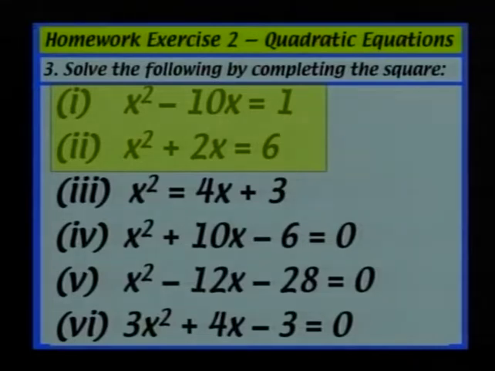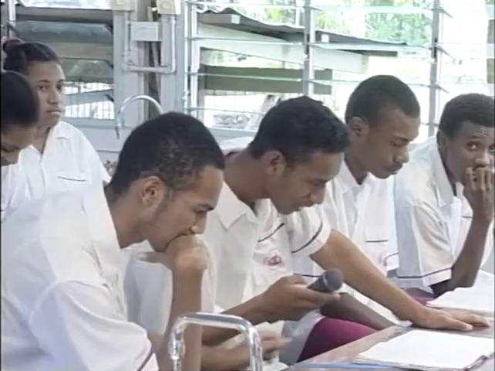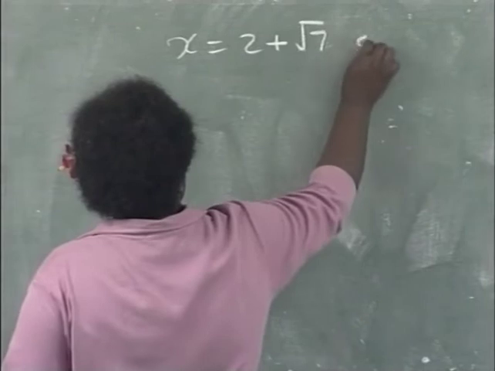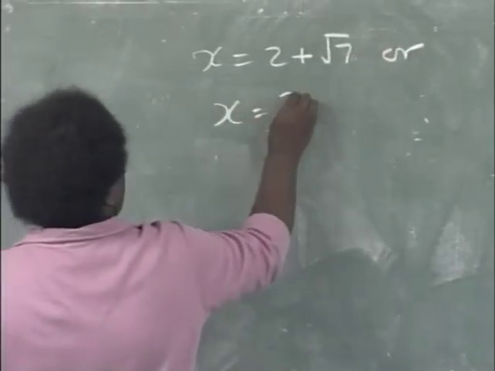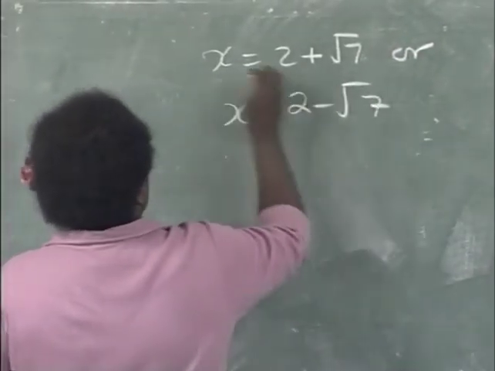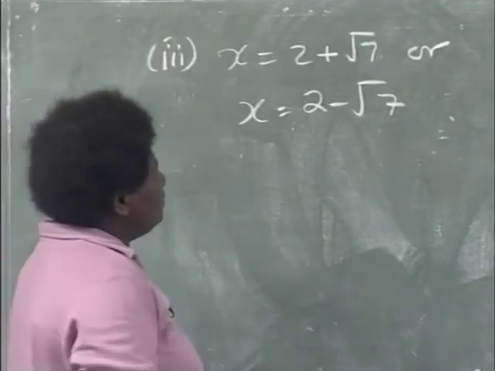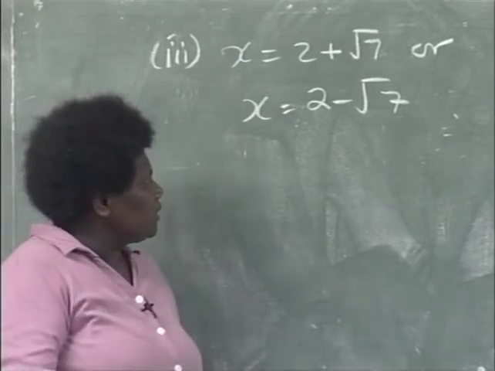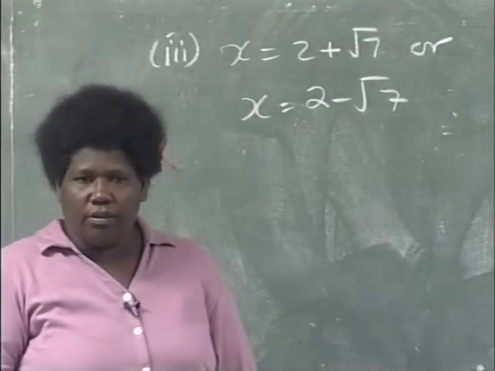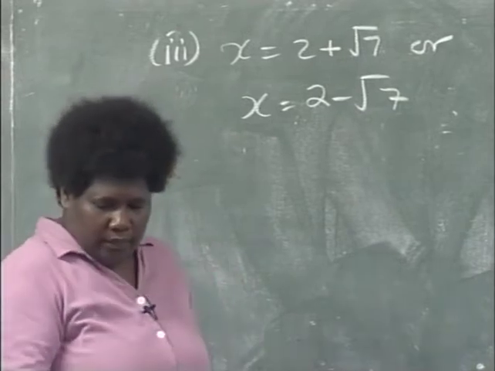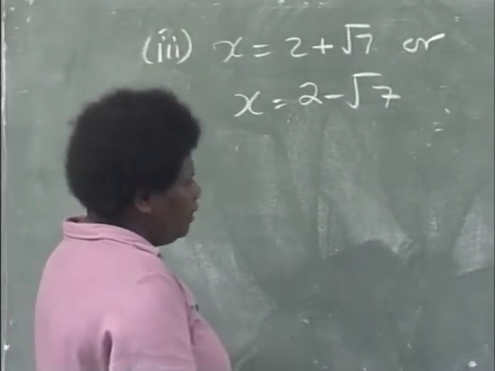Okay, first 2 questions. Lester, you will have to give us the answer to number 3. X equals 2 plus root 7 or x equals 2 minus root 7. All right, answers for number 3, x equals 2 plus root 7 or x equals 2 minus root 7. You all agree? Yes. Okay, if you disagree, then say so. Number 4.